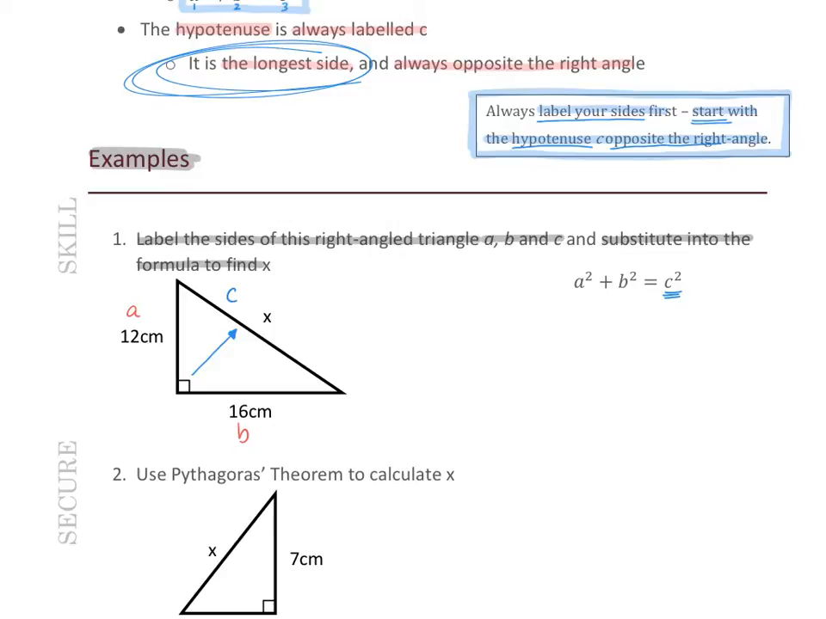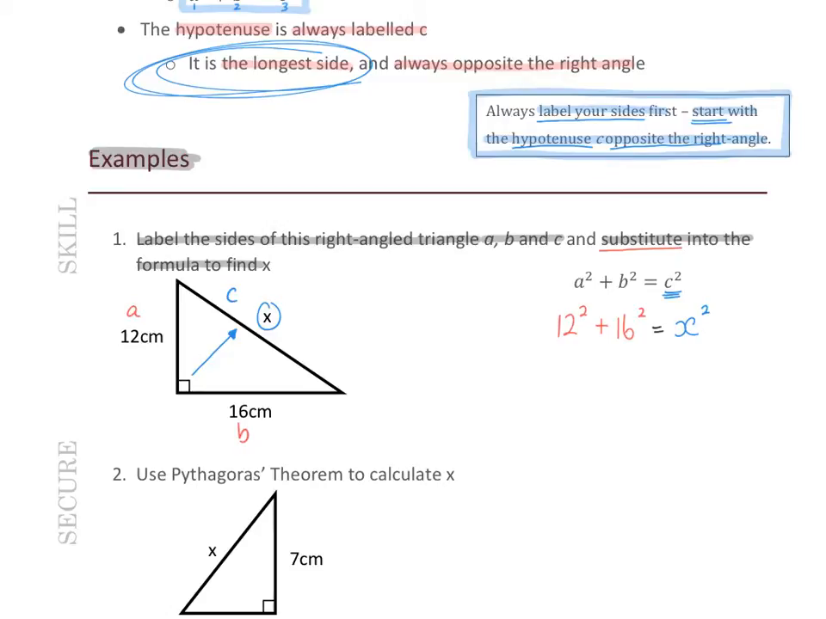Then I'm going to substitute into the formula. a is 12, so instead of writing a, I'm going to write 12, and it's still squared. The same for b, I'm going to write 16 squared. And then that equals c squared. c is x, I don't know what that is, so that's x squared. We have an equation with one unknown, so we are able to solve that by using the relationship we know between the sides.